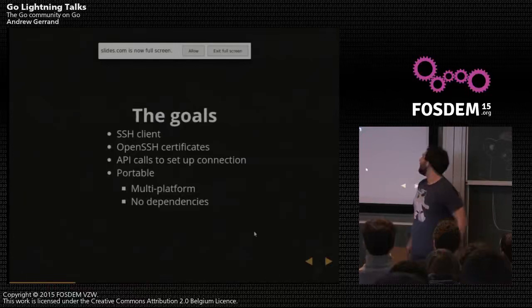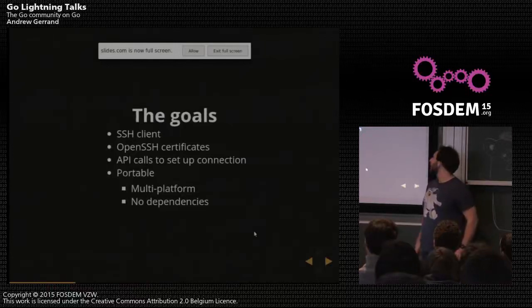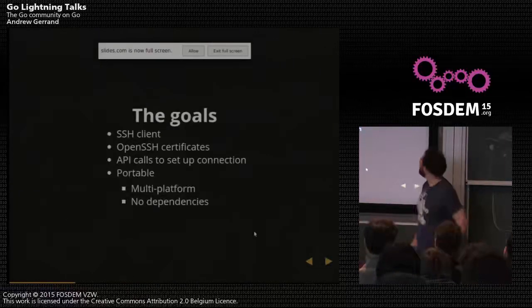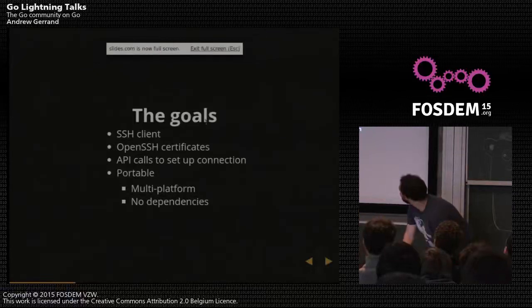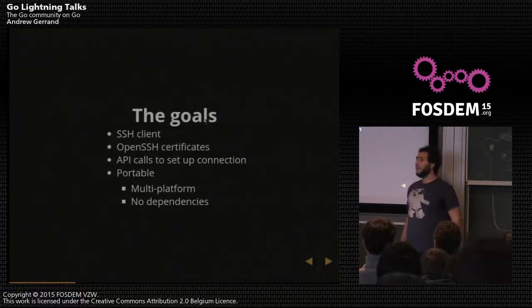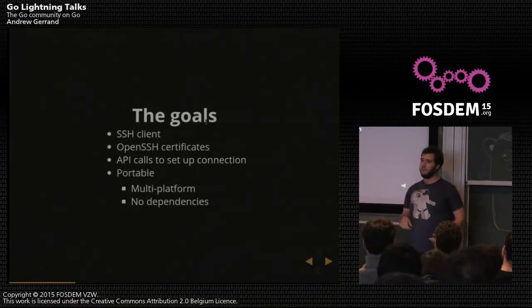So that's basically the goal of the whole thing. There are a few problems with this. We need to support OpenSSH certificates. We need to do API calls to our backend, and it needs to be portable, so I want different users to use it. The main goal was Linux, because there's already a Windows GUI application that does this, and I don't want any dependencies, so that you can put the program to set up the SSH connection on a memory stick, plug it in, and just use it.